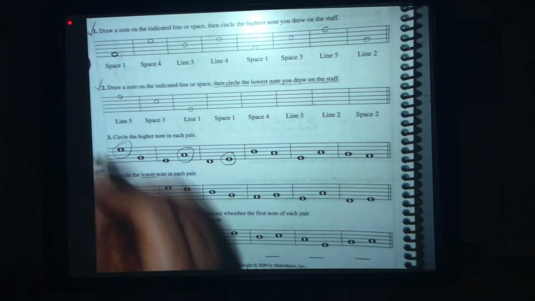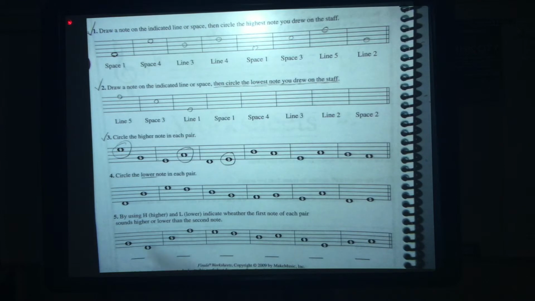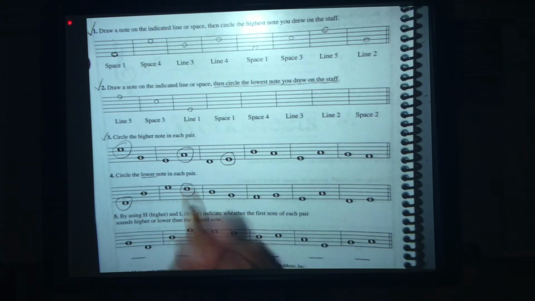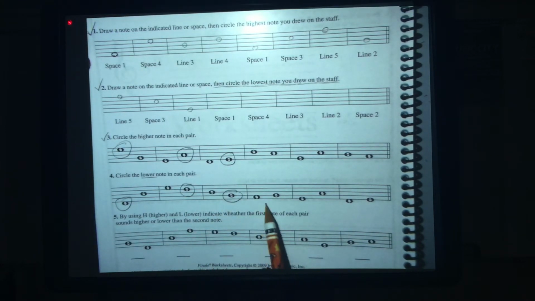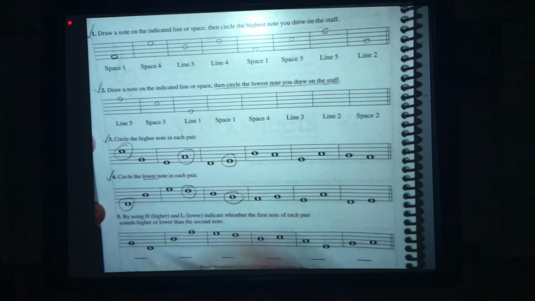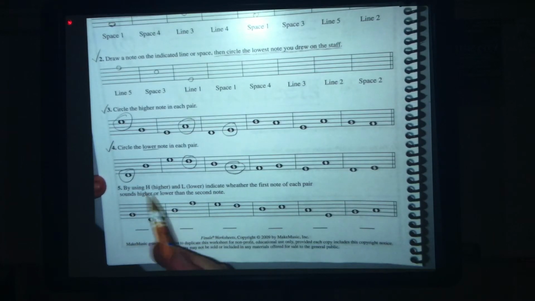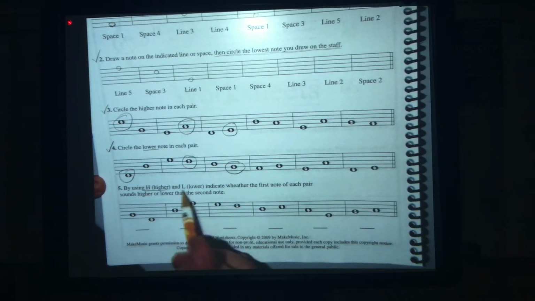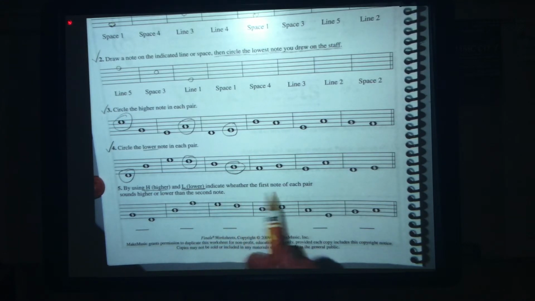Circle the lower note in each pair. And of course, you can do the last 3. So the circled notes in this case would sound lower. Put a check next to number 4. Be thorough.